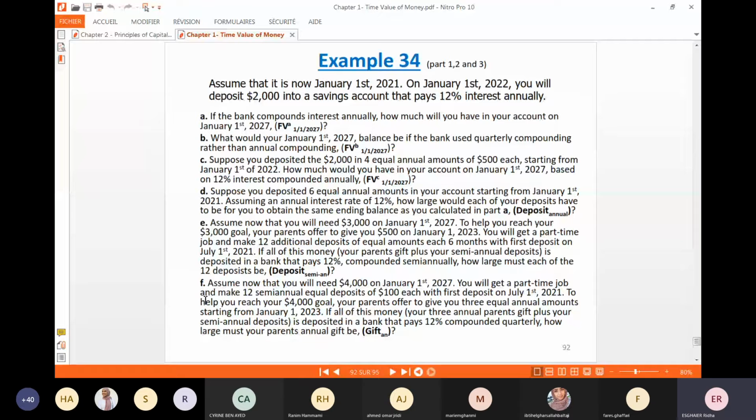If the bank compounds interest annually, so 12% compounded annually, you will receive the totality of 12% once a year. How much will you have in your account on January 1st, 2027? So first thing to do is to draw a timeline, even for draft. Don't answer any question for the time value of money without drawing the timeline.